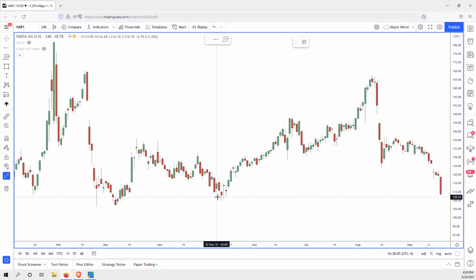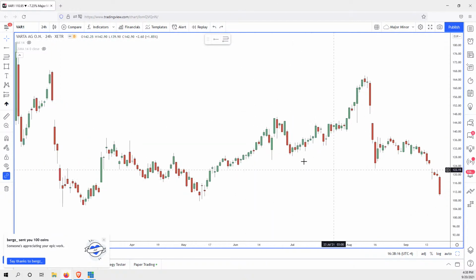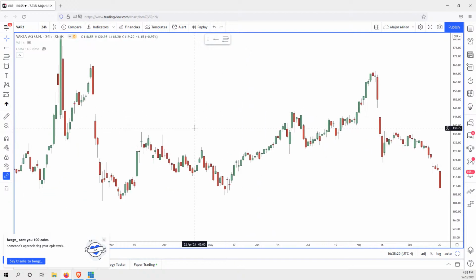You have supports, right? You're going into a support area from previous supports. You have them, but the structure is definitely not in your favor, and certainly not that candle. So I would hold off on this and wait and see how it performs.